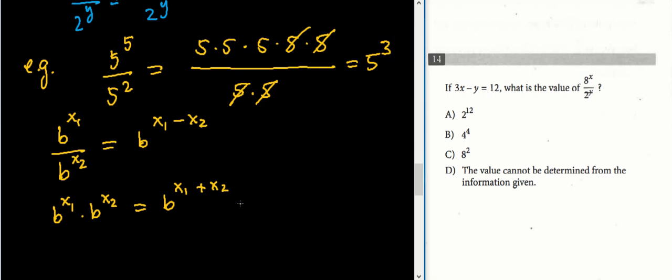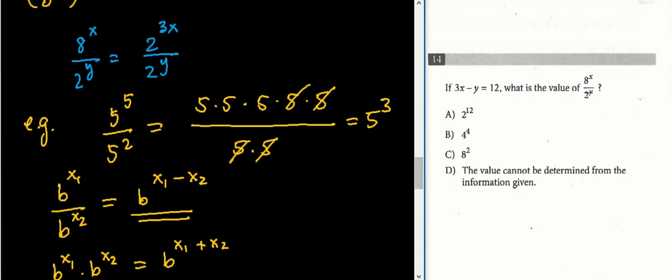But what we need to use is this property right here. So let's go back and apply this rule. So this is going to be the base raised to the difference of the exponents. So in this case, this is 3x minus y. And now you'll see that we were told that 3x minus y is equal to 12. So this must mean that this is equal to 2 to the 12. So in this case, our answer is A.